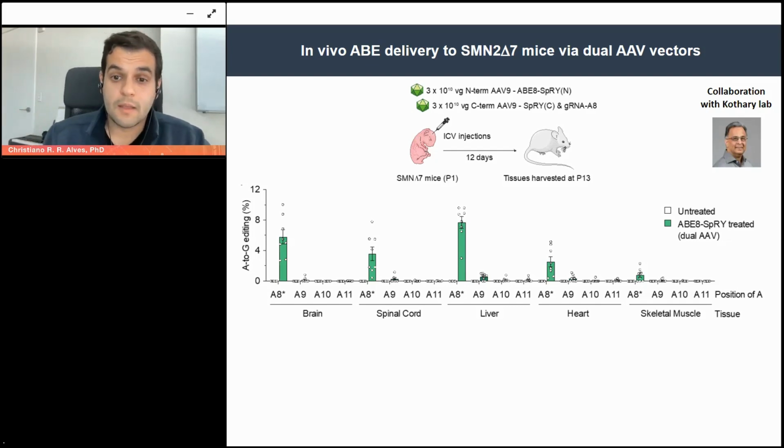So in this first experiment, in a really short term, we can see a bit higher than 4% in spinal cord and around 6% in the whole brain. And this is not in sorted cells, this is in the entire tissue. So we need to learn later if this will be enough to affect the phenotype.